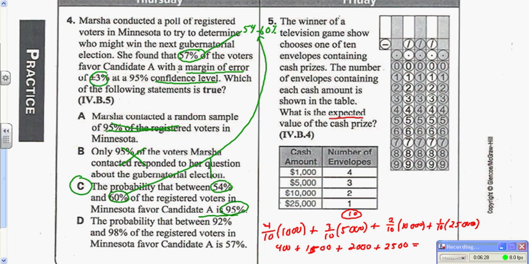If you add those all together, you will get 6,400. Then we'd write that above. 6,400.